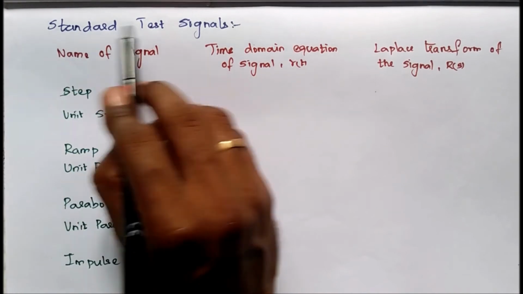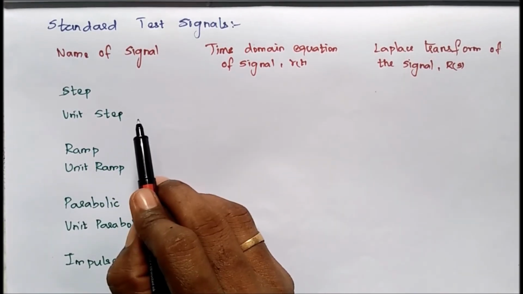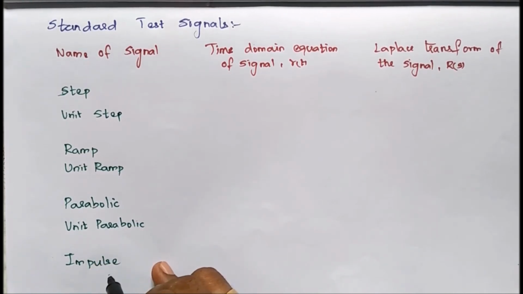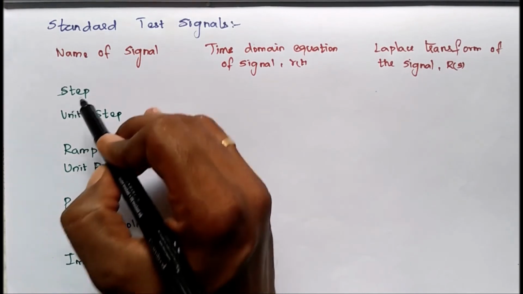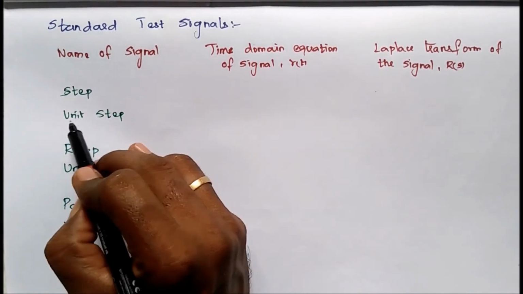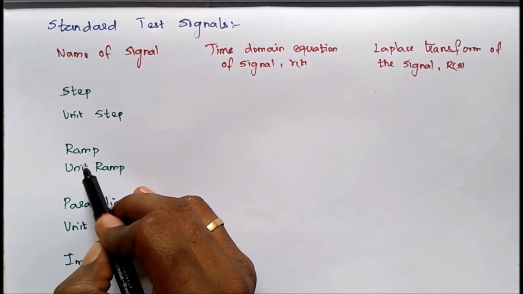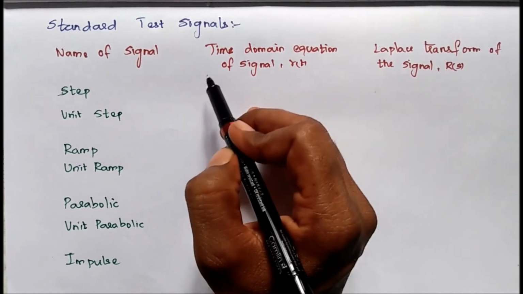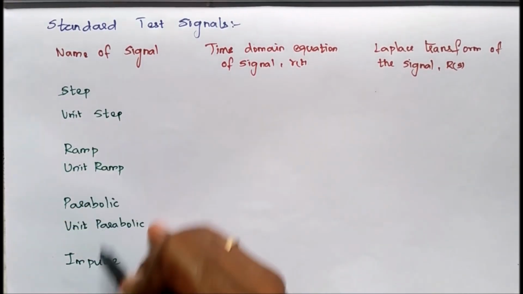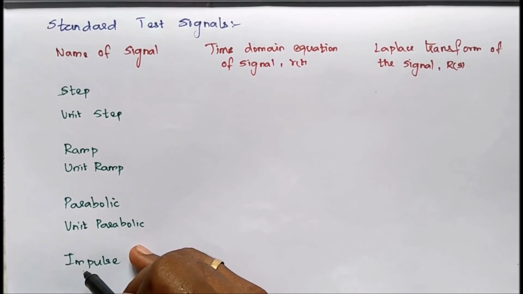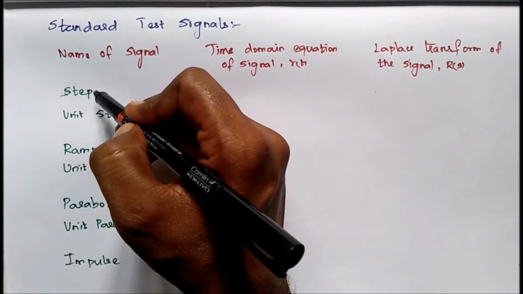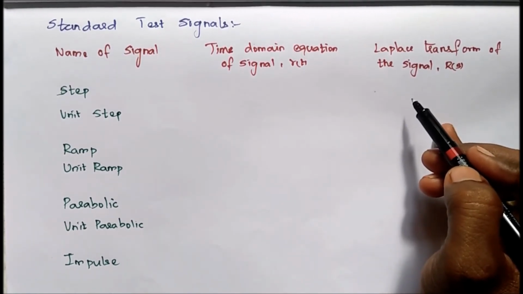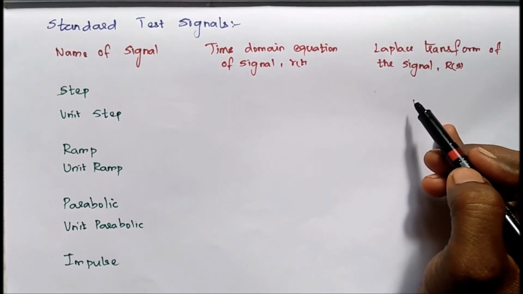Now we are going to write the standard test signals. We know the types of signals are four: step signal, ramp signal, parabolic signal, and impulse signal. The input step signal we can write as unit step. Similarly, the ramp signal we can write as unit ramp, and the parabolic signal as unit parabolic. In this video we are going to write expressions for these signals in terms of time and also in terms of Laplace transform, otherwise called the S term or frequency term.